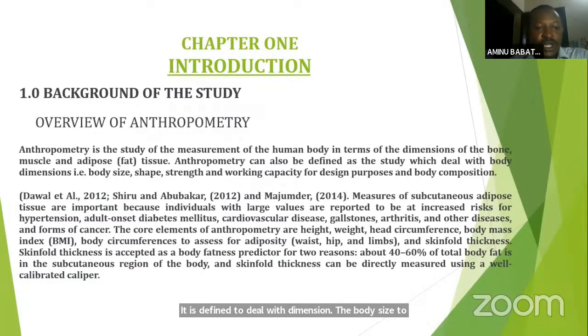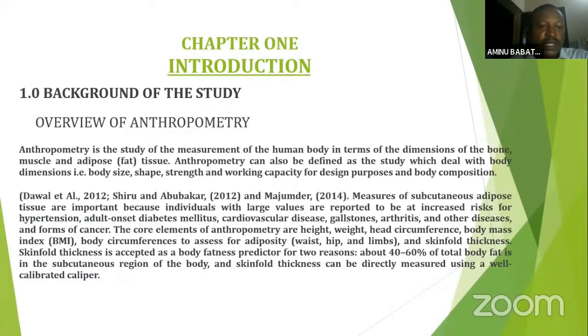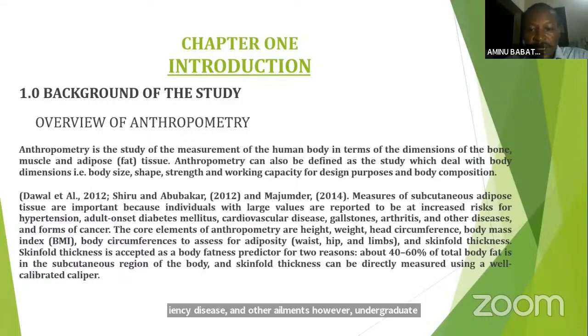and body composition. However, Dawal et al. 2012, Shiro and Abubakar 2012, Majuda 2014 measured substantial tissues that are important because human beings with large values are reported to have increase in hypertension, adult diabetes, cardiovascular disease, and other ailments. However, anthropometric analysis deals with the measurement of height, the weight, the head circumference, and also the body mass index, amongst others. However, this has to do with measurements around the waist, the hips, and the limbs.